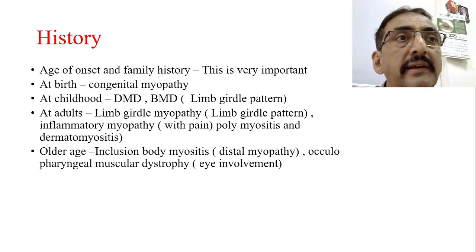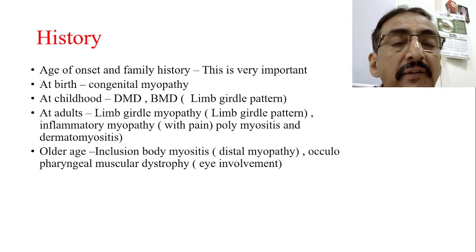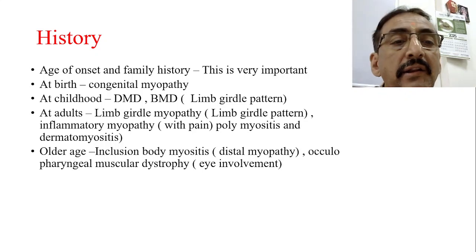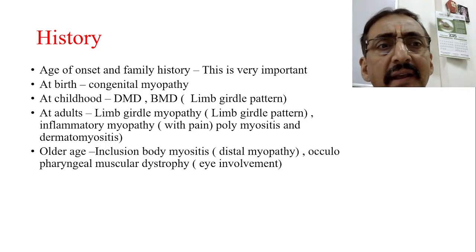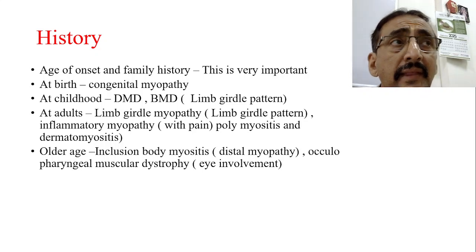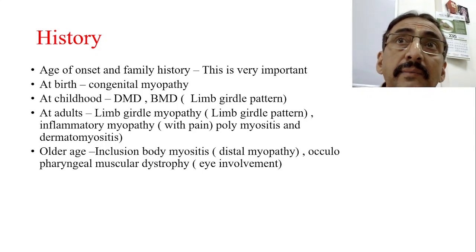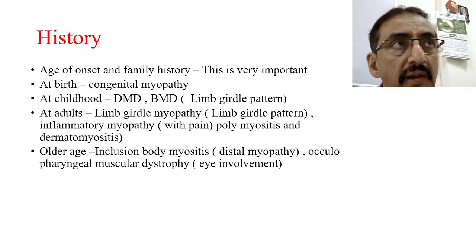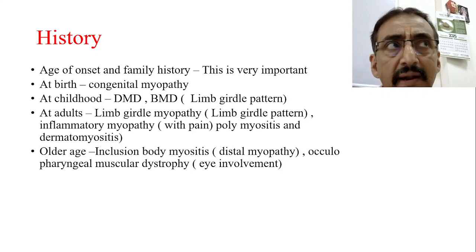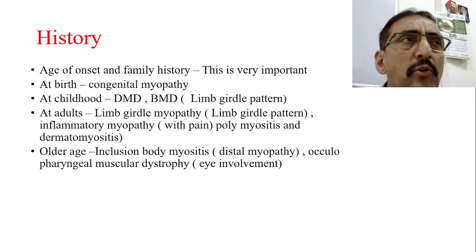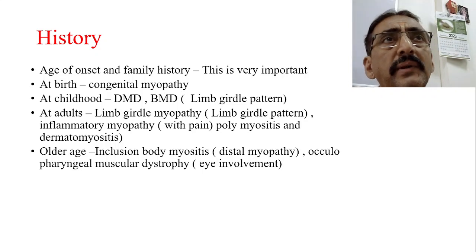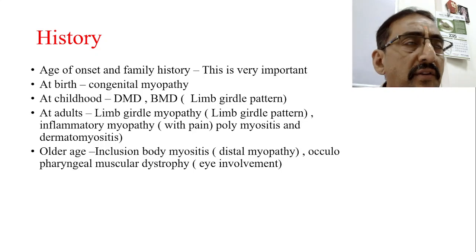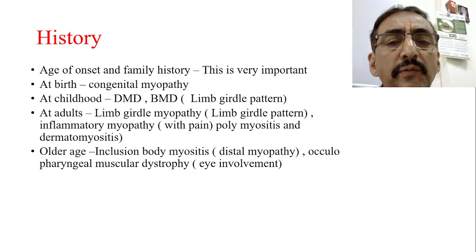As the child gets into the childhood stage, usually this is identified. It may be DMD or BMD or limb girdle pattern or shoulder girdle pattern, etc. So they are all identified in the childhood period, not exactly in the infant or neonatal period. In adults, some muscular dystrophies are identified, like limb girdle myopathies or inflammatory myopathies where there will be pain, etc., polymyositis, dermatomyositis, etc. In older age also, sometimes we get some, like inclusion body myositis, which is a distal myopathy, and oculopharyngeal muscular dystrophy with eye involvement.